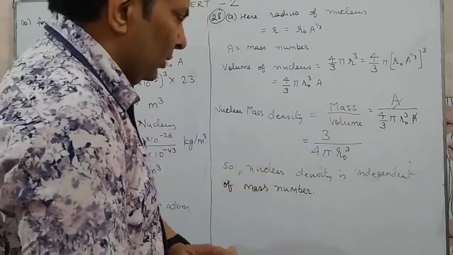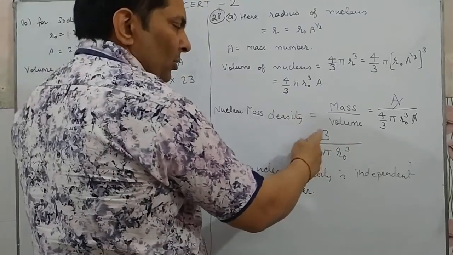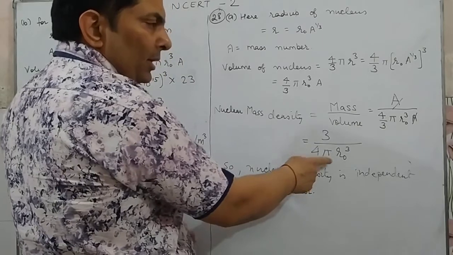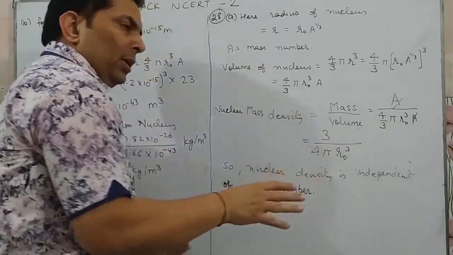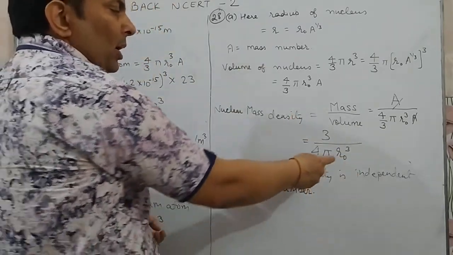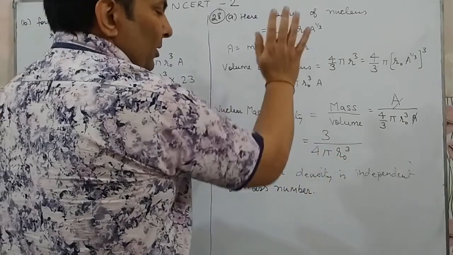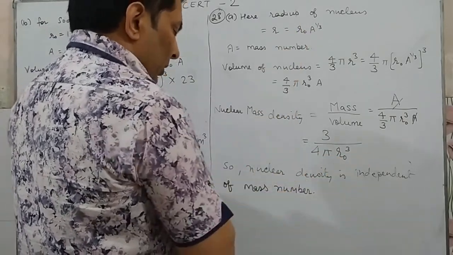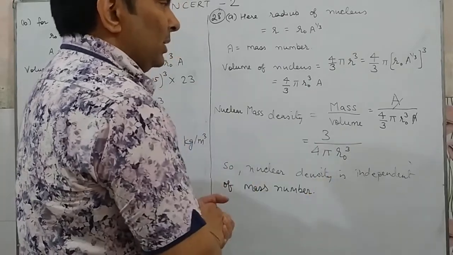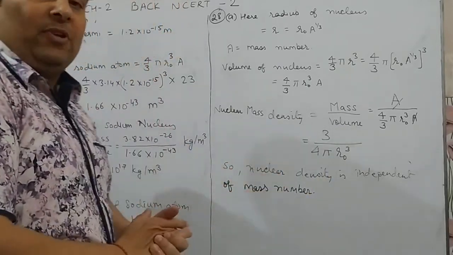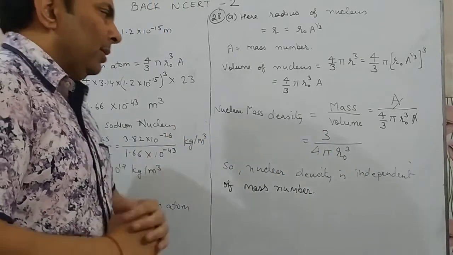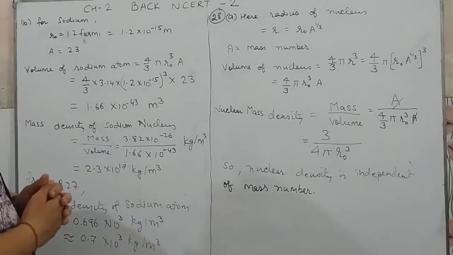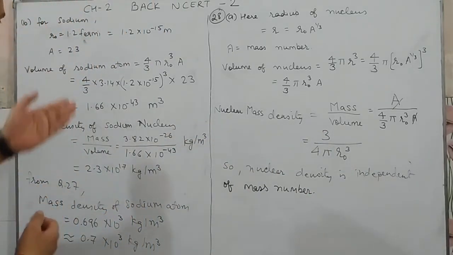In this result, 3 is a constant, 4 is a constant, and π is also a constant, so this value does not change. Similarly, R naught is also a constant as we discussed here. So you can say in the end that the nuclear density in this case is independent of mass number. And this completes our first part. Now come to the second part.